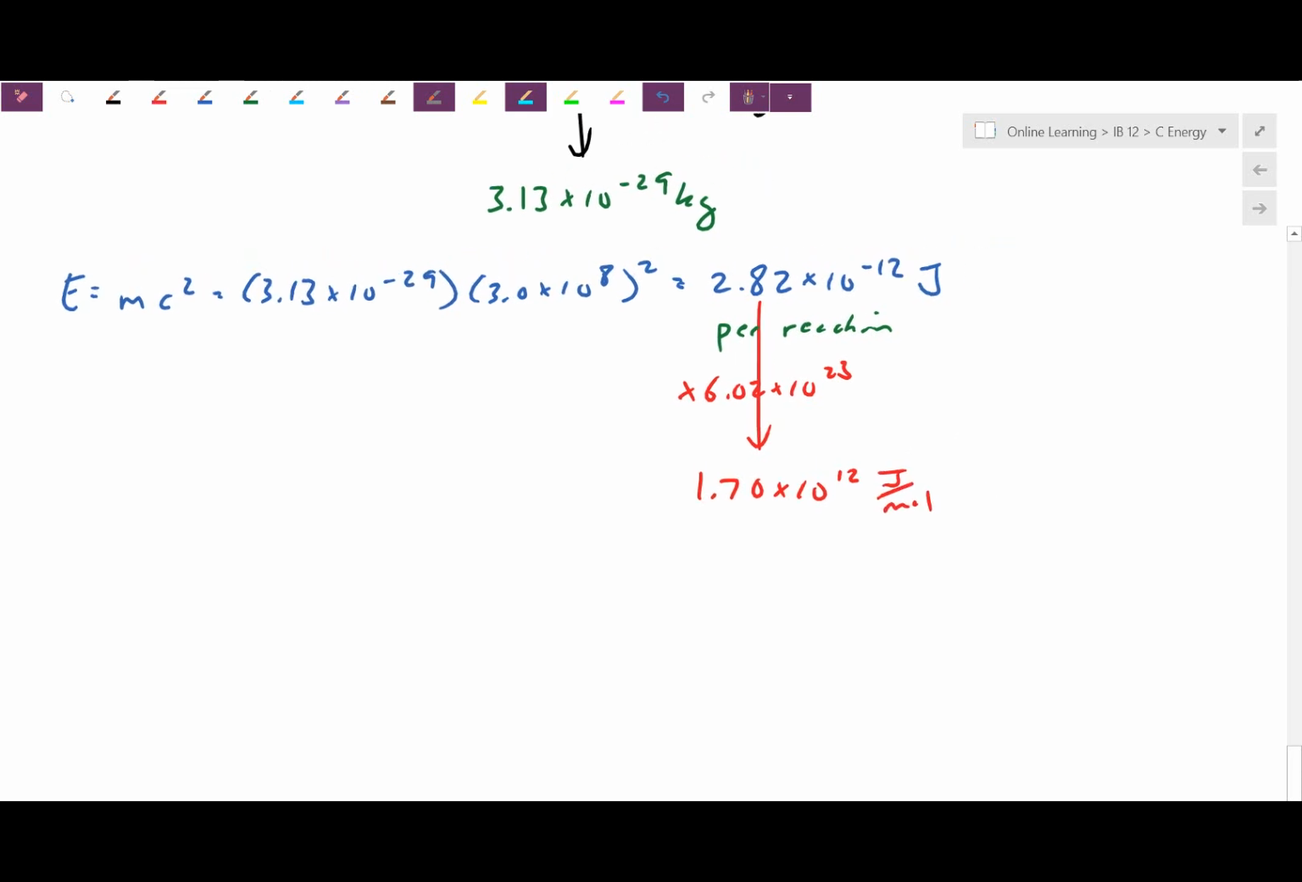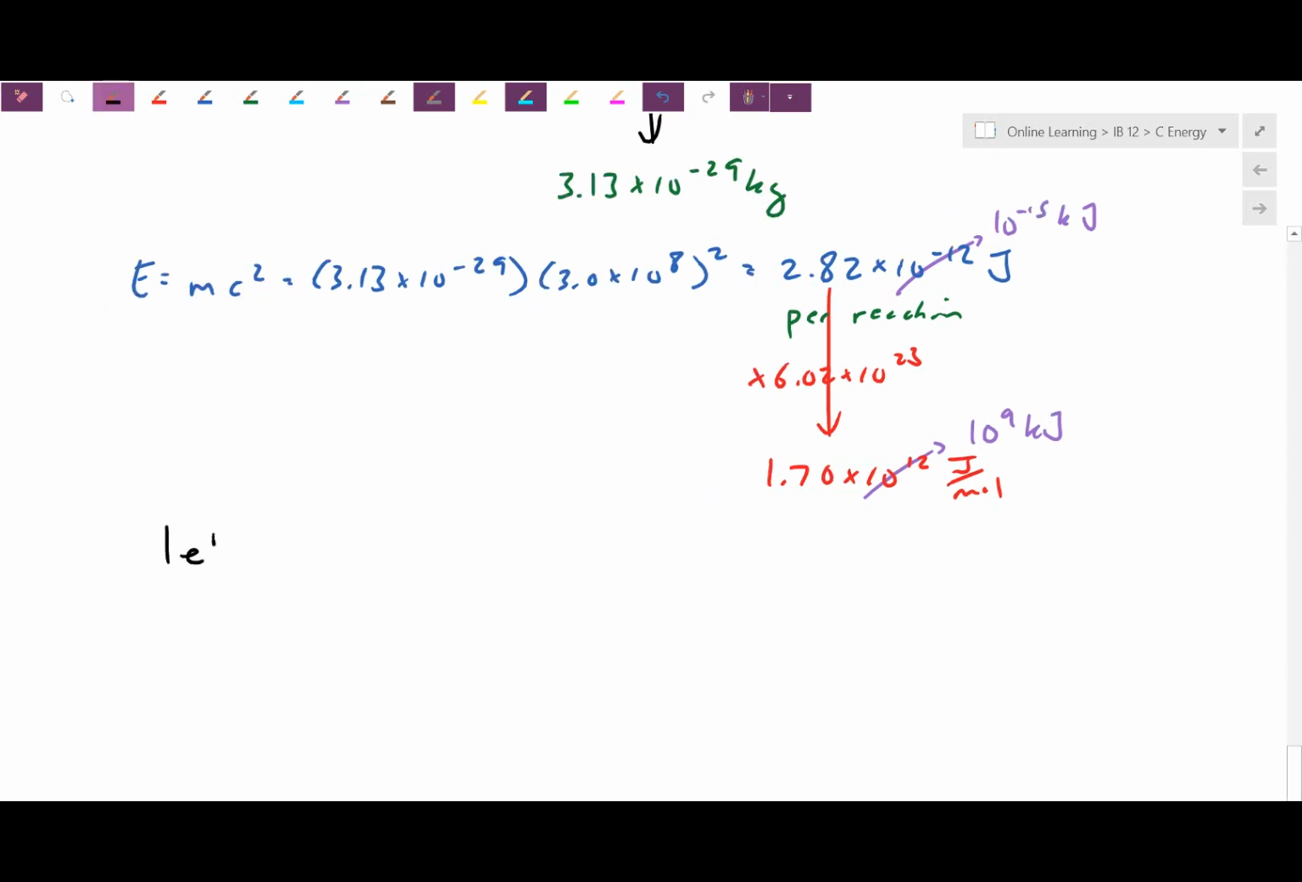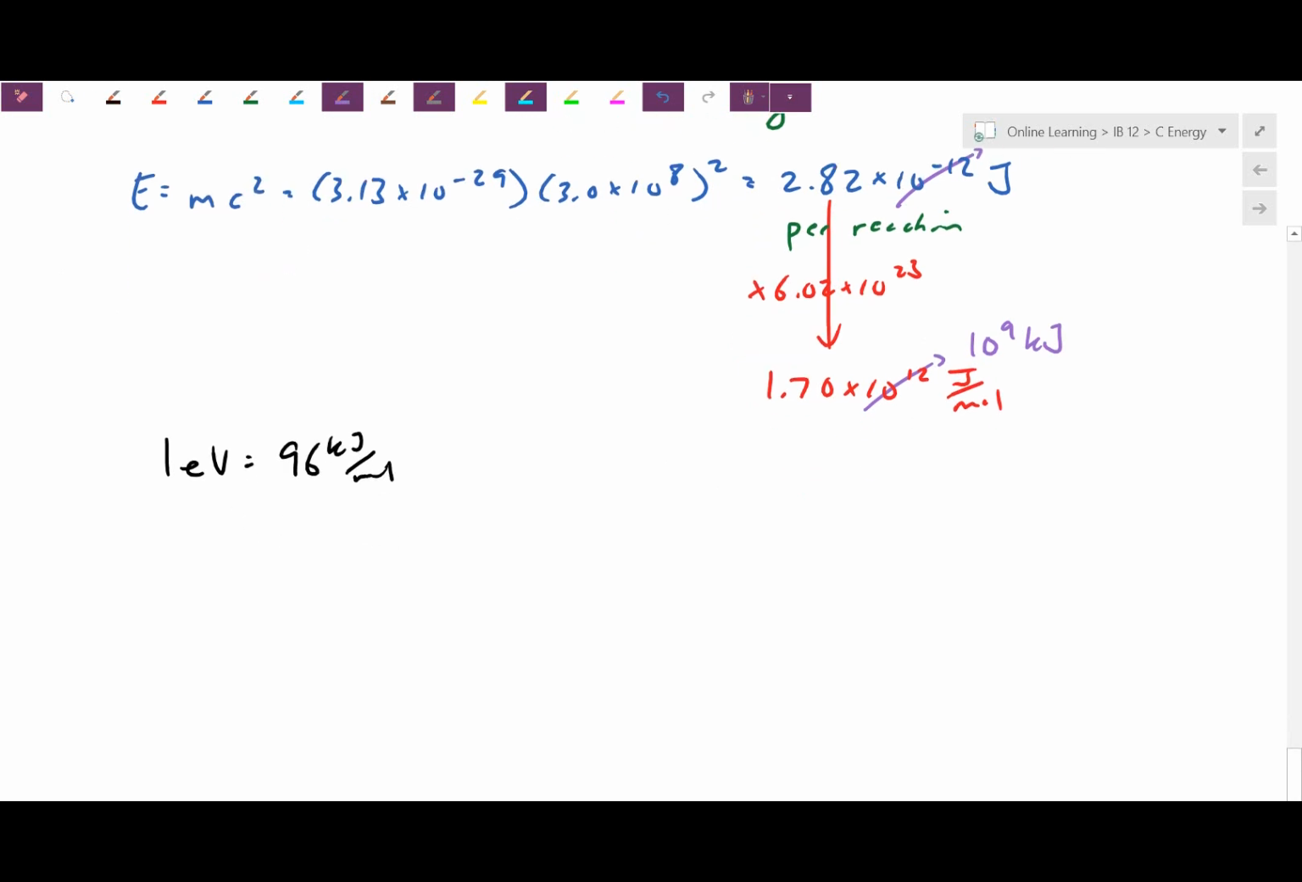And similarly, we could have done that earlier. Earlier I said this one is 10 to the negative 15 kilojoules, or you could divide by 1,000 at this point here. This is now equivalent to 10 to the 9 kilojoules per mole. That's where we left it off last time. And now we had this conversion: 1 electron volt was equal to, I believe the number was 96 kilojoules per mole. So I can punch it through one last conversion here.